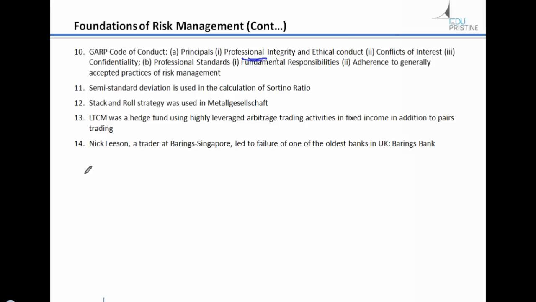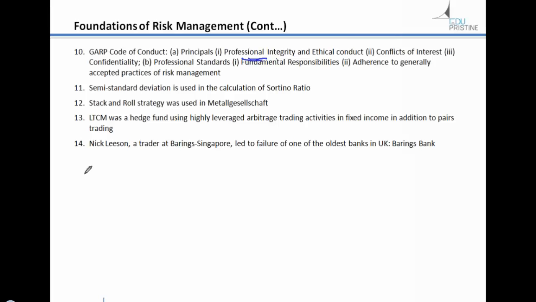Sortino ratio. Part of calculating portfolio returns and the risk involved, and also the performance measurement of individual portfolios. The important point to keep in mind is the semi-standard deviation is used in the calculation of Sortino ratio. What is semi-standard deviation? It measures the variability of only those returns that fall below the minimum acceptable return. So whatever returns fall below the MAR, the minimum acceptable return, only those are taken into consideration, and we calculate the semi-standard deviation, that is the SSD.